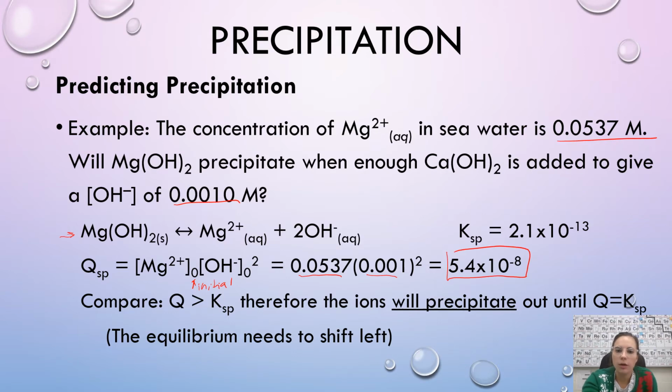So now we're going to compare Q to K. Well, in this case, Q is greater than K. So whenever Q is greater than K, we shift left. Well, in this case, shifting left is making a solid. So ions will precipitate. If you were asked this question, you would say there will be precipitation because Q is greater than K, and you can show that with the math.